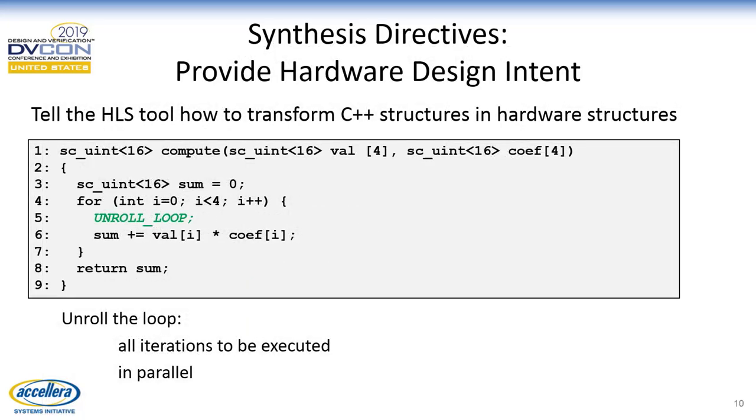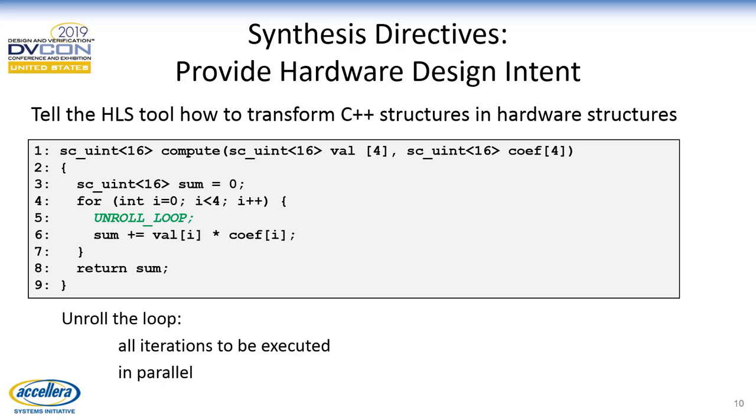So now, what do we do with this? Going back to the function, we need to tell the HLS tool how to transform the C++ code into a hardware structure. So C++ code can take different meaning in hardware. And the most fundamental example is a loop. So what do we do with this loop here? What does that mean? So if we think about this, it's a filter.